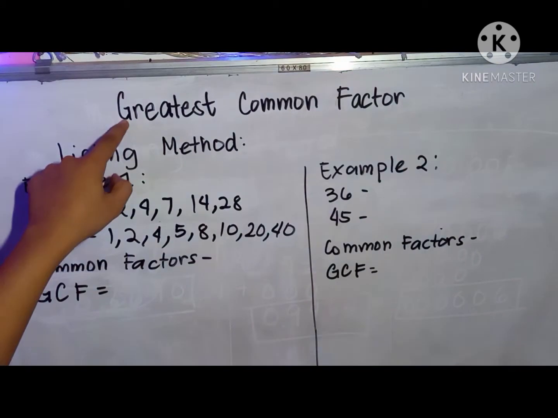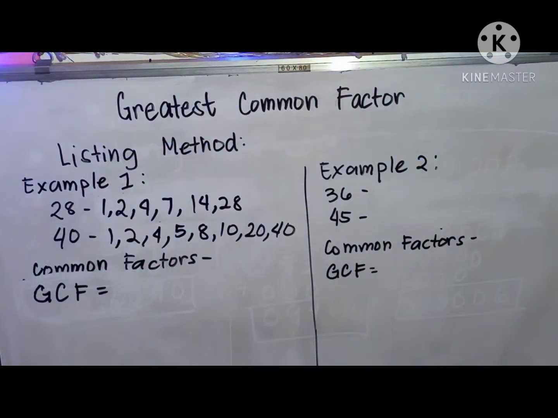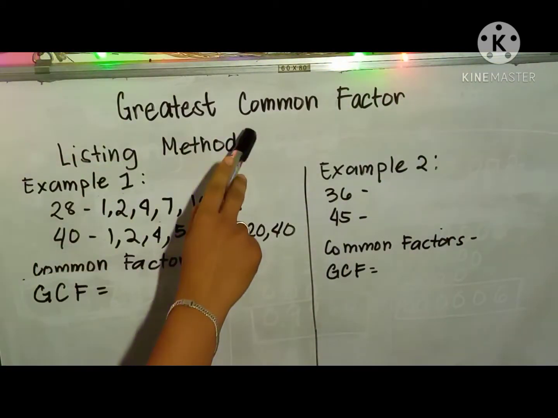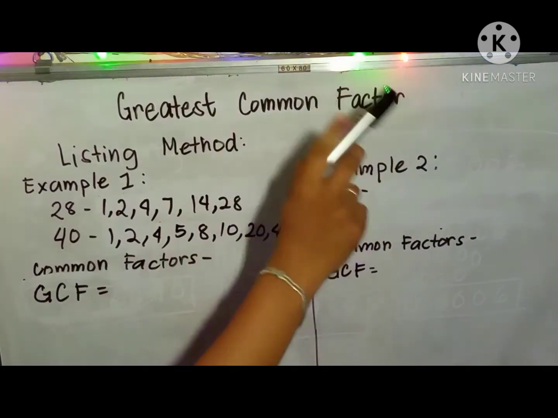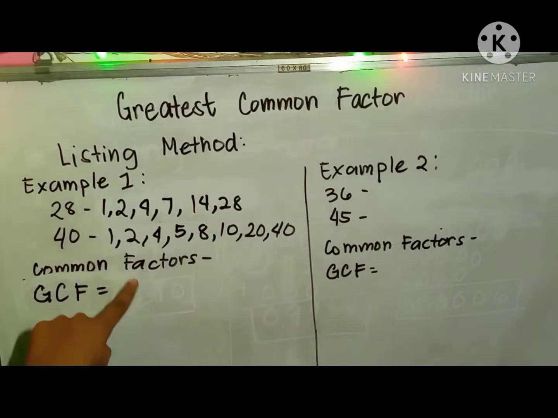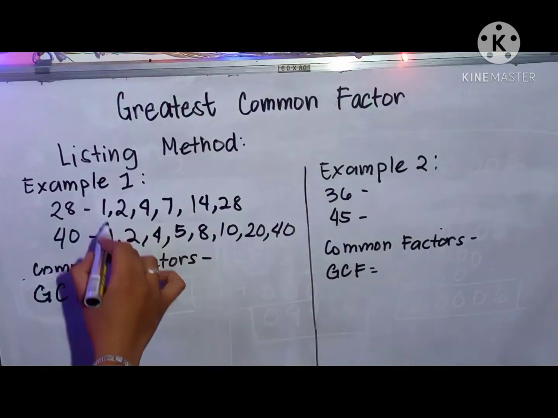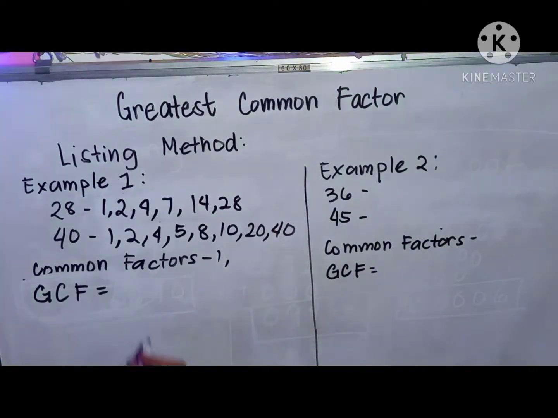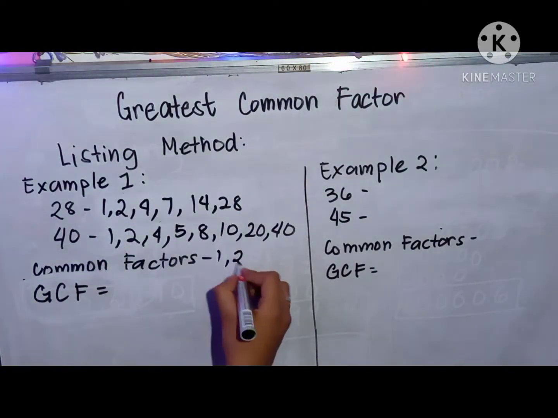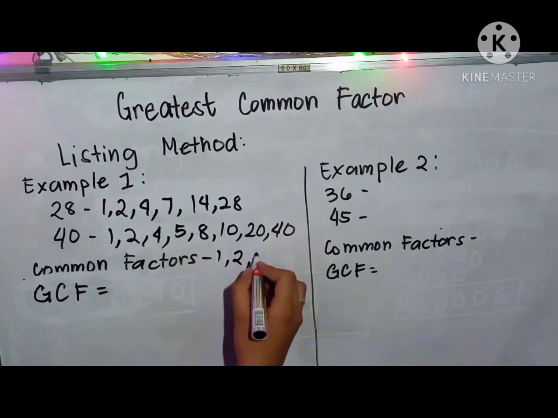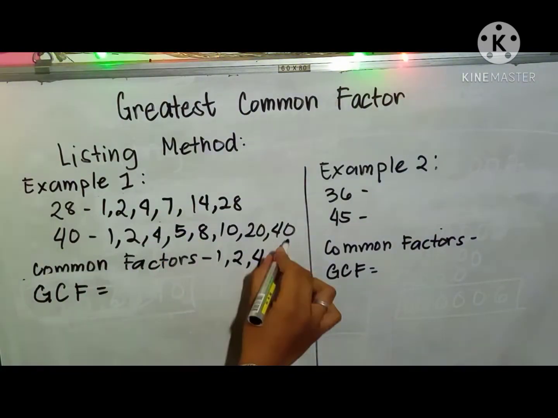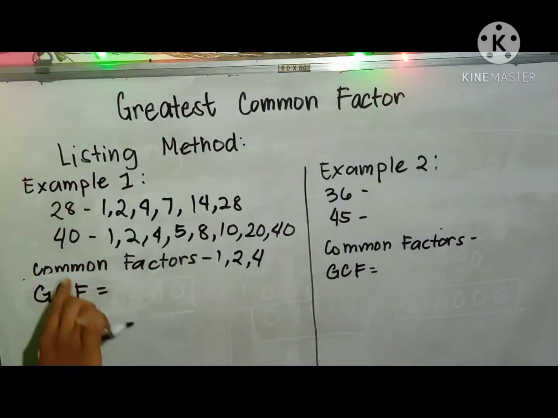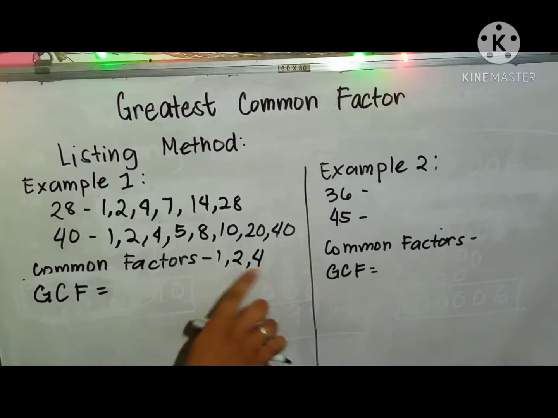Now, wag muna tayo mag-focus sa greatest common factor. The next step is to find first the common factors. Ano daw yung factors na meron silang dalawa? 28 and 40 both have 1, both have 2, and both have 4. The rest, wala nang katulad. So, the common factors of 28 and 40 are 1, 2, and 4.